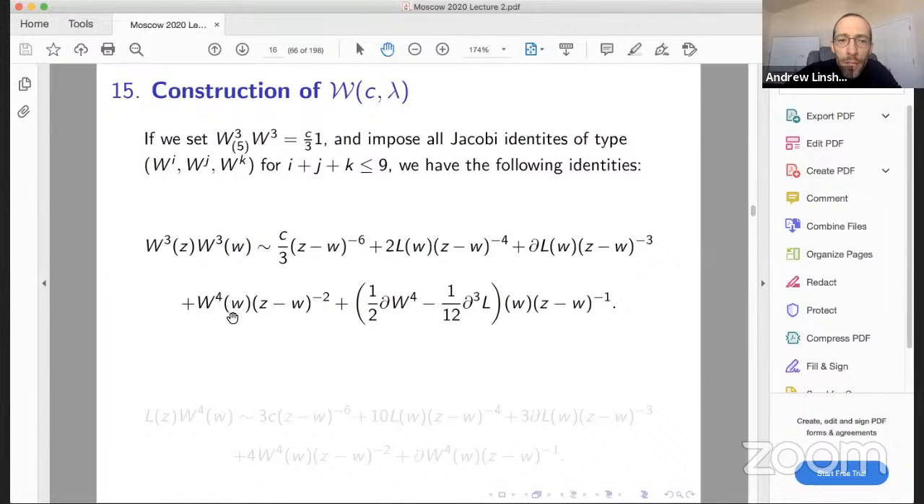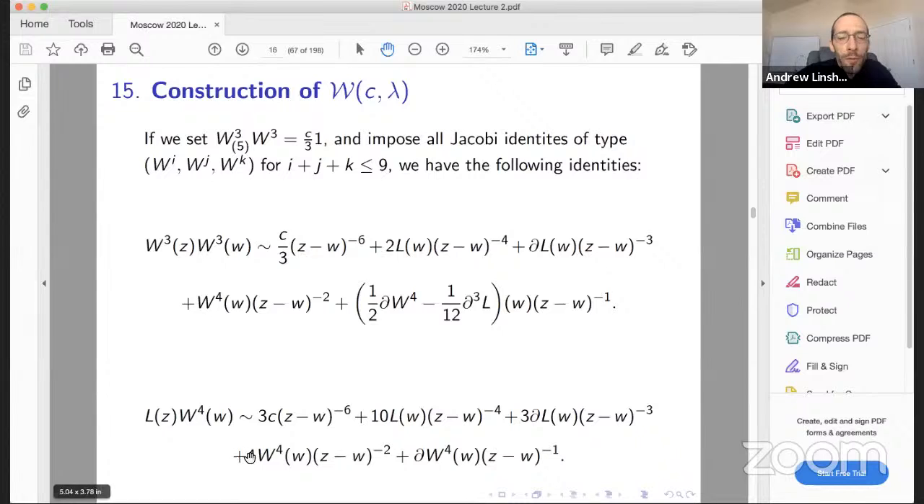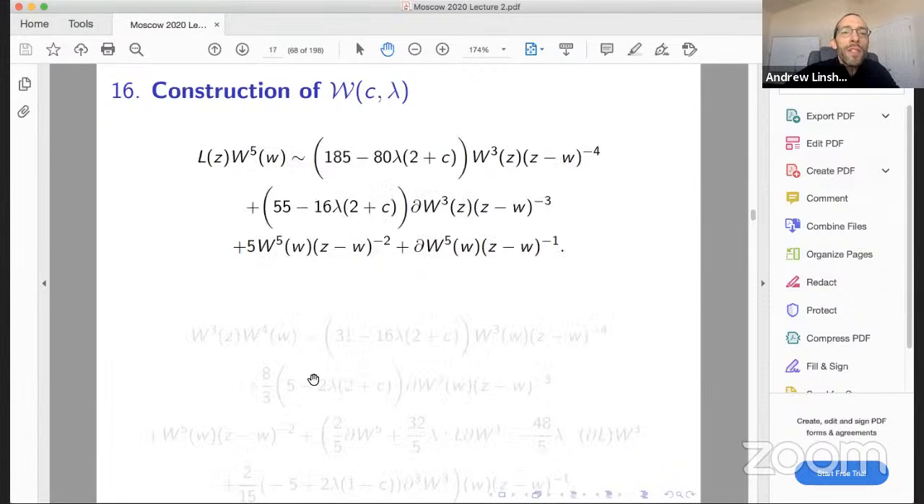So this data is completely determined. This part I impose by just saying that W4 was this descendant. The OPE of L with W4 is also determined. And notice in these two expressions, you only see the central charge as a parameter. You don't see this lambda parameter yet. But you start to see this lambda parameter when the sum of the weights is 7.